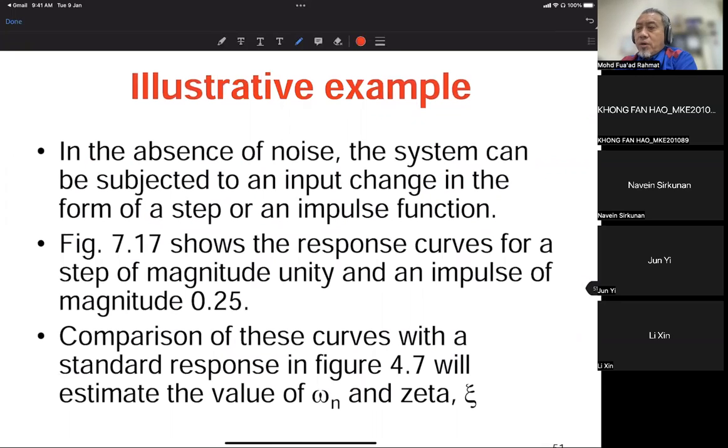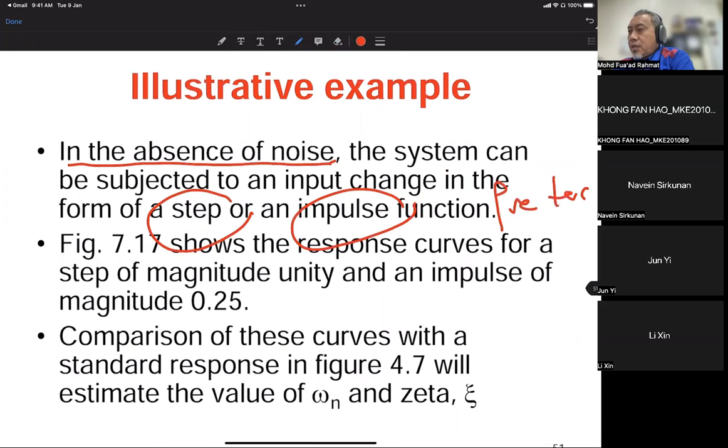So in the absence of noise, when we assume there is no noise, the system can be subjected to an input change in the form of step or impulse functions. So we can do a pre-test. Just take the signal generator, then turn on the square wave, then inject the step or impulse functions and see the response.